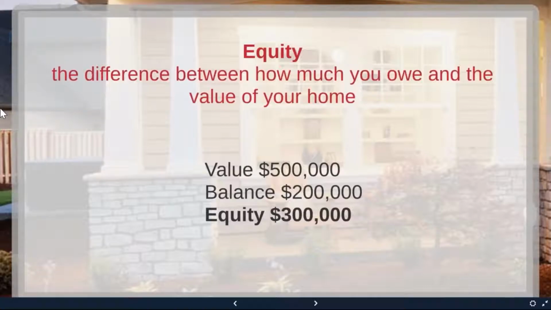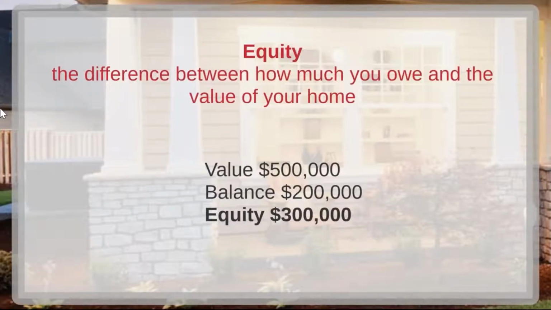We're going to jump right in and get started addressing and identifying what is equity. So Taylor, what is equity? All right, equity is the difference between how much you owe on your home and what the value of your home is. You can see what we have here with the value of $500,000. If you have a balance of $200,000, you would subtract the balance from the value, and that would give you the equity. So in this situation, we have $300,000 of equity.